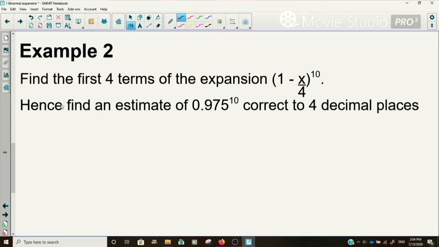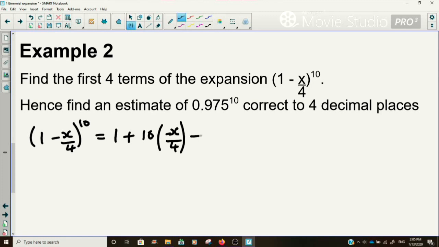Okay, so let's write this down. 1 minus x over 4. A common mistake students would make is to leave off the negative, so always include the sign in your expansion. So you get 1 plus n, which is the power, nx. So that first term is going to be negative, plus n minus 1 x squared. Another common mistake is to forget about the factorial on the bottom. So 2 factorial, I'm just going to leave it as 2.